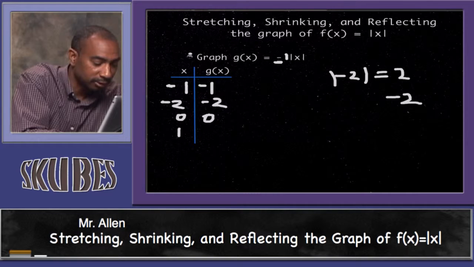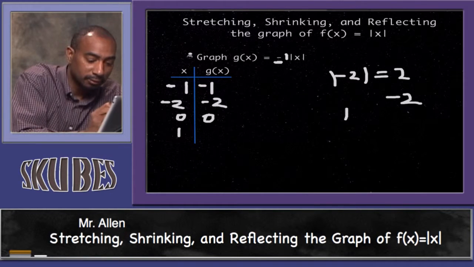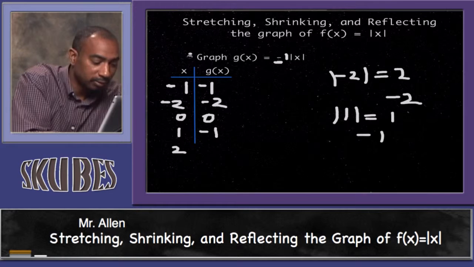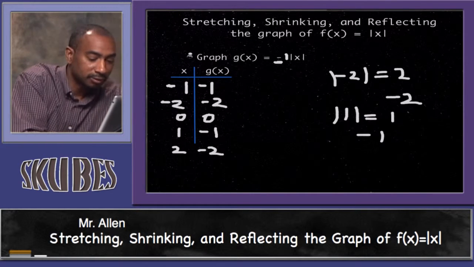If I have a positive 1, the absolute value of 1 is 1, but then I have to apply the negative, so I get negative 1. And likewise with 2. The absolute value of 2 is 2, but then you apply the negative, so you're going to wind up with a negative 2.